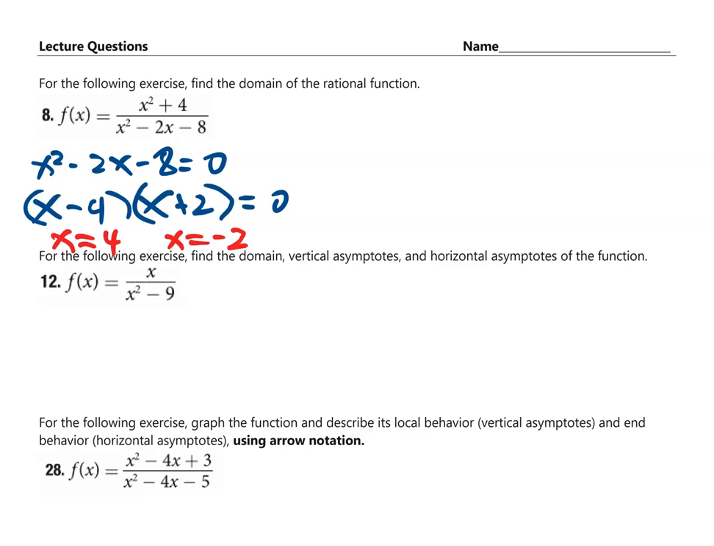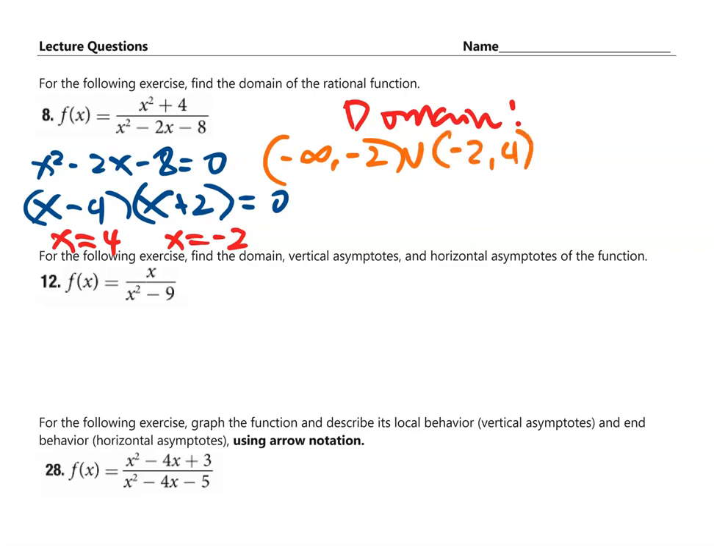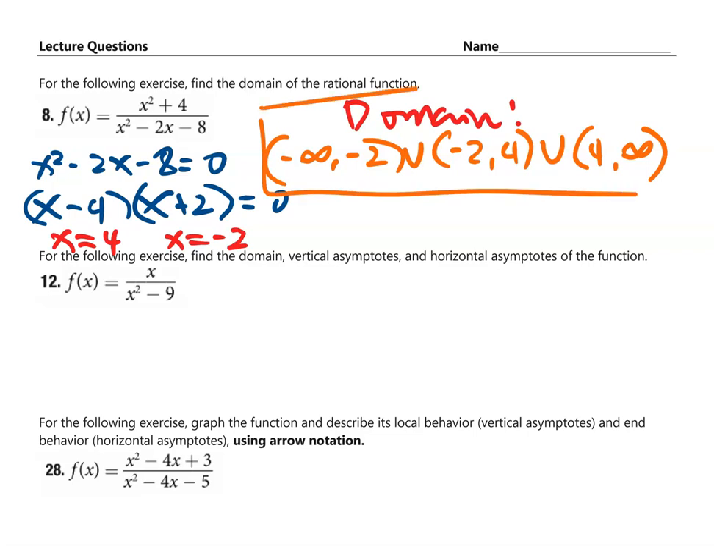So we can write our domain from left to right: from negative infinity to negative 2, union from negative 2 to 4, union from 4 to positive infinity. So this is your answer for the domain.